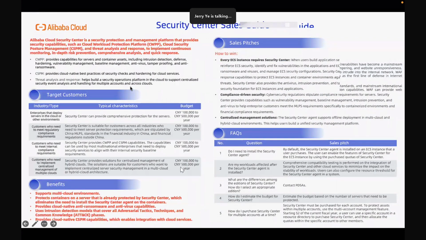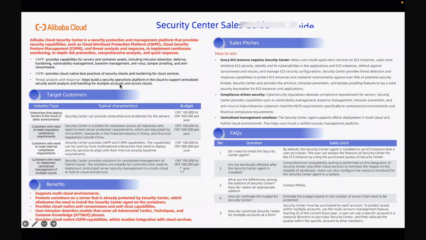Okay, so the next one will be security center. Okay, so what is the security center? The first thing is that we need to figure out what is security center. So security center is a combination of a CWPP, the workload protection platforms, and cloud security posture management, and threat analysis and response. So this is the concept of a security center.